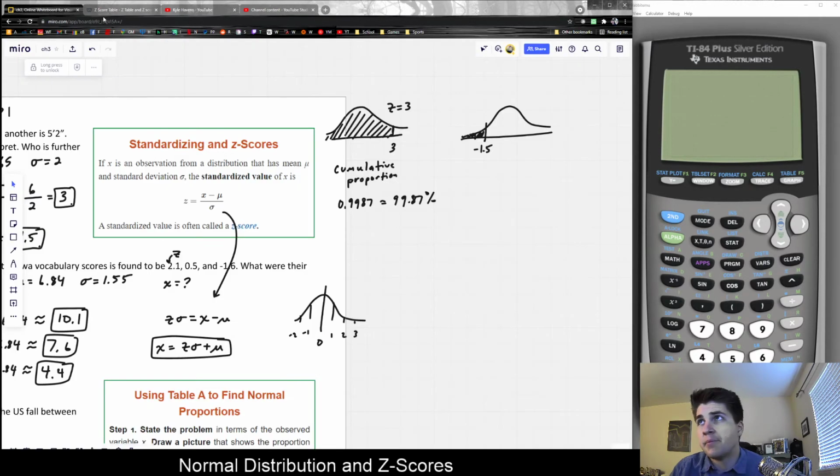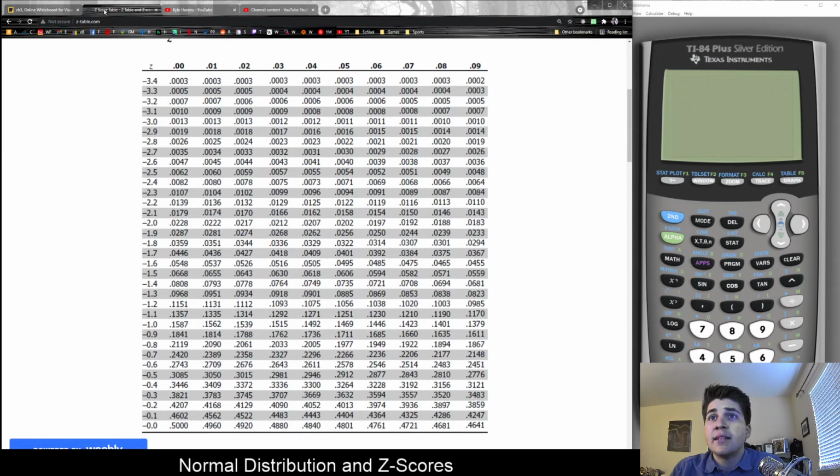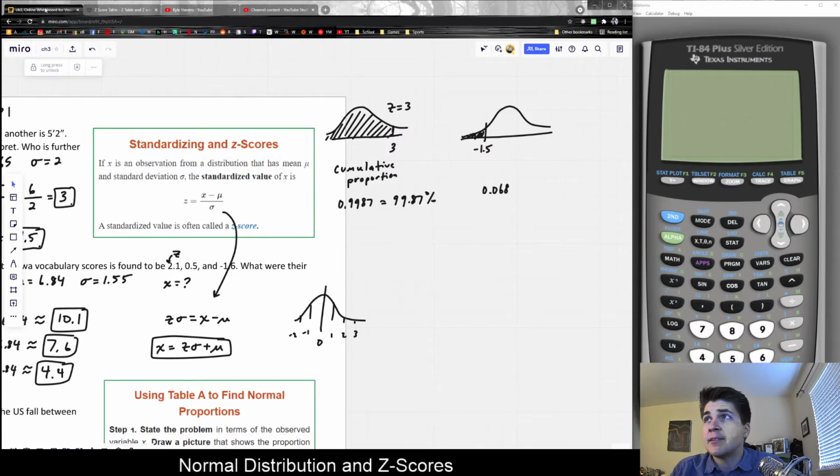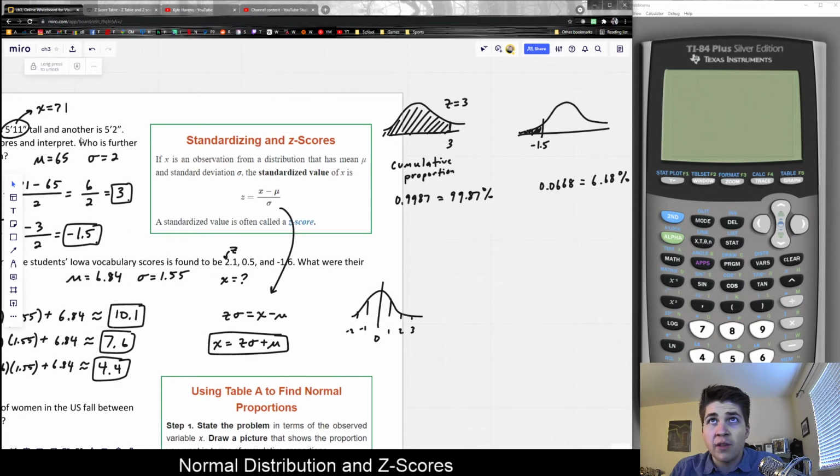0.0668. So the cumulative proportion here would be 0.0668. Which again in percentage form would be 6.68%. And again, the interpretation here is that 6.68% of women are going to be shorter than 5'2".